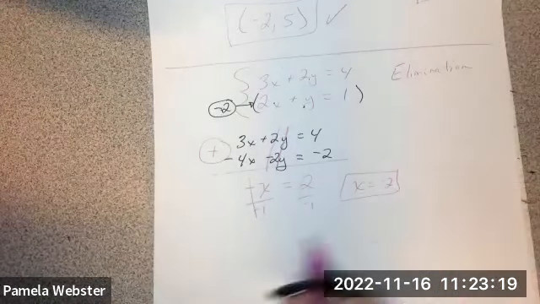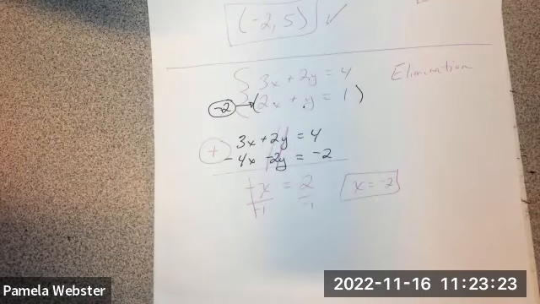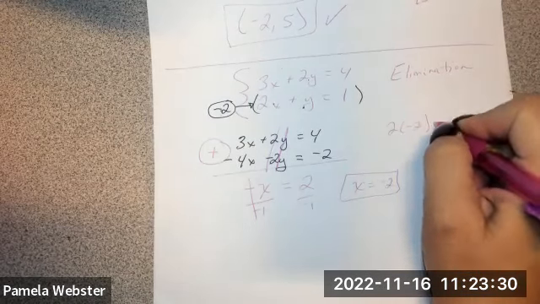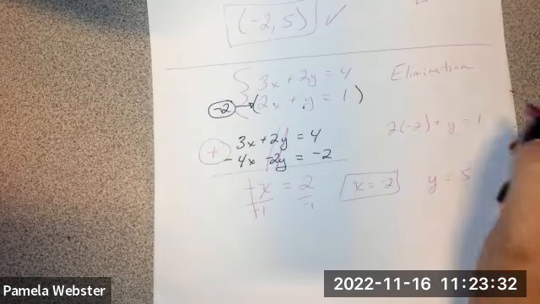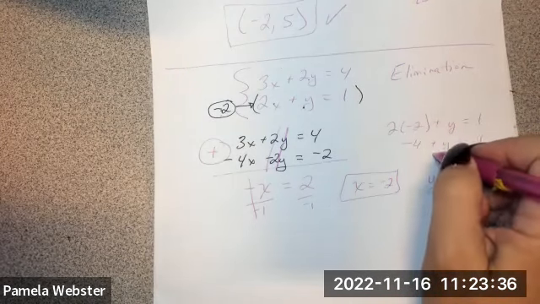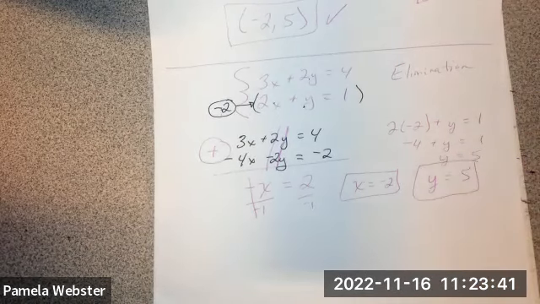I'm not going to necessarily do that, but you know, stick it into one of those equations. It doesn't matter, okay? Okay, I'll do it. 2 times negative 2 plus y equals 1. We got negative 4 plus y equals 1. Add the 4, right? Y equals 5. Okay, there we go. Just so we can make sure we did it.